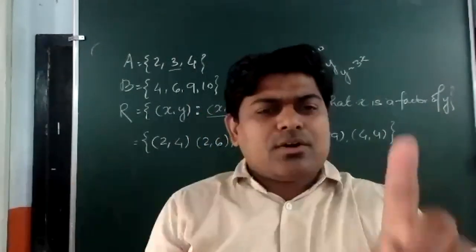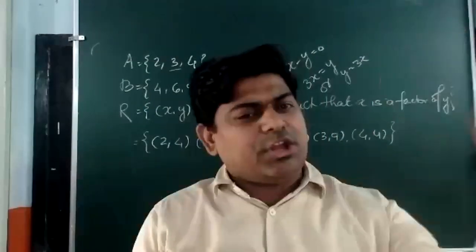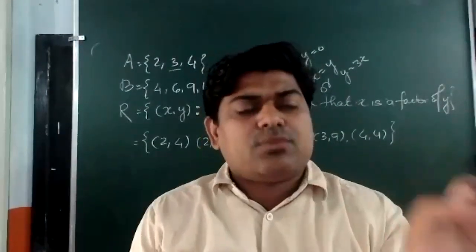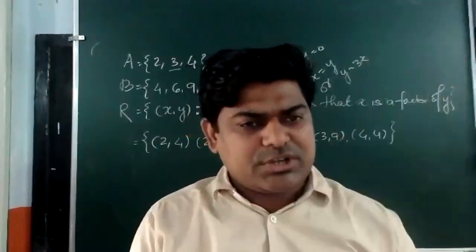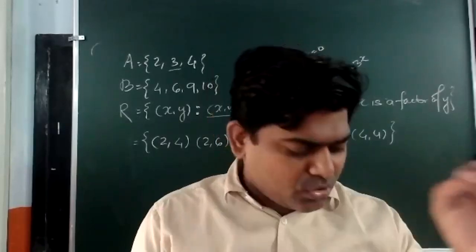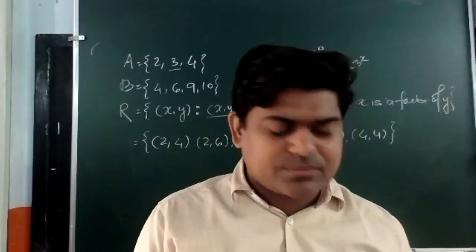It means what? If I take 1 as x, then y would be 3, since 3 into 1 will be 3. If I take 2 as x, then y will be what? 2 into 3 is equal to 6. Am I correct? Say yes or no. Okay. Then after it's written, write R in roster form.